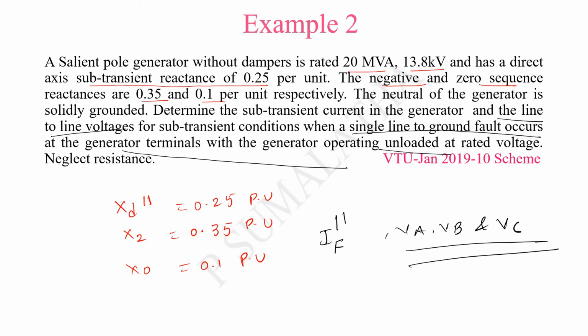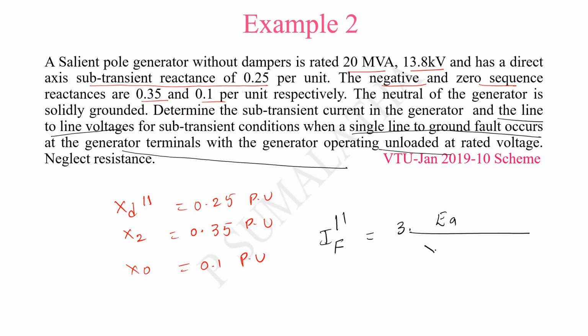And we know the formula for fault current also, that is 3 times Ia0. Only we should look at what the procedure will be to find the line to line voltages in this condition. First, let us finish part 1, that is finding the fault current. If you look at the fault current equation, that is 3 times Ia0. Ia0 is equal to Ea divided by x1 plus x2 plus x0.